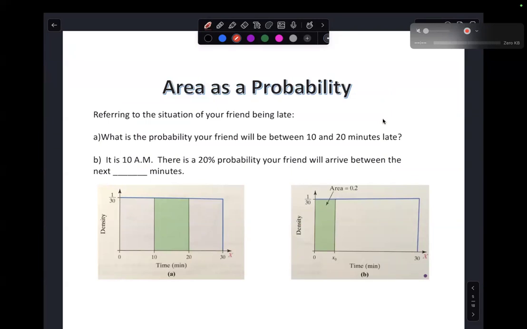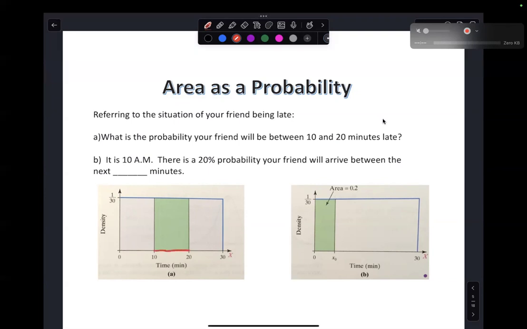So when we are looking at these probability distribution functions, the area of the rectangles or a section of our graph represents a probability. So I can calculate the area of one of these sections and it represents the probability. For example, we're looking for the probability of my friend being 10 to 20 minutes late. Remember, each minute is 1/30th.